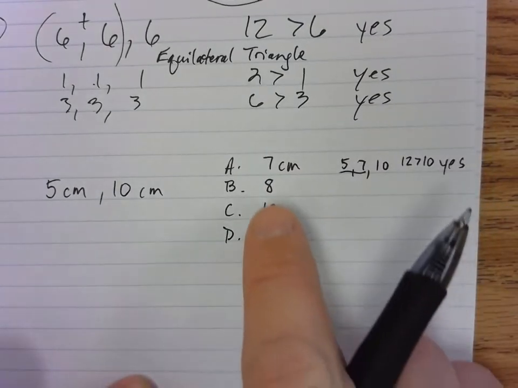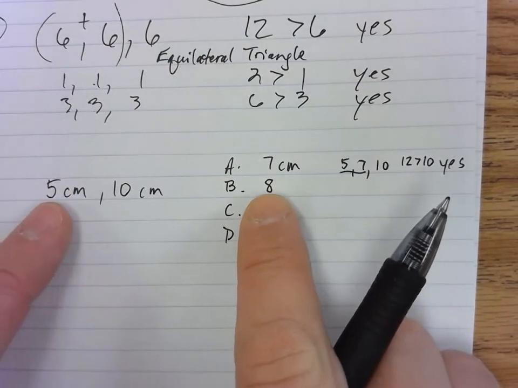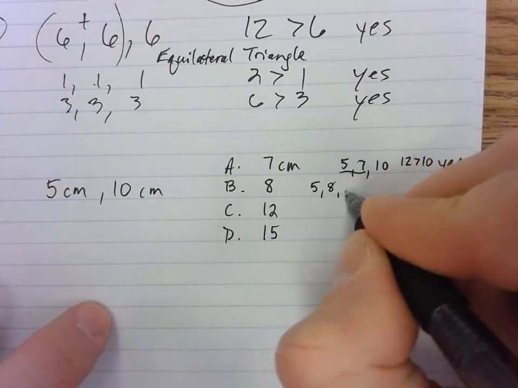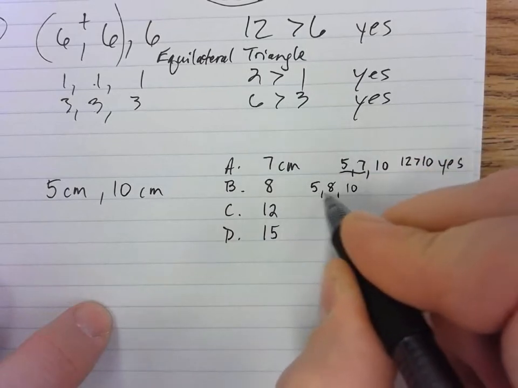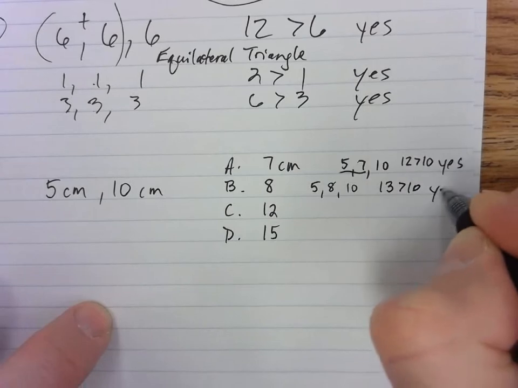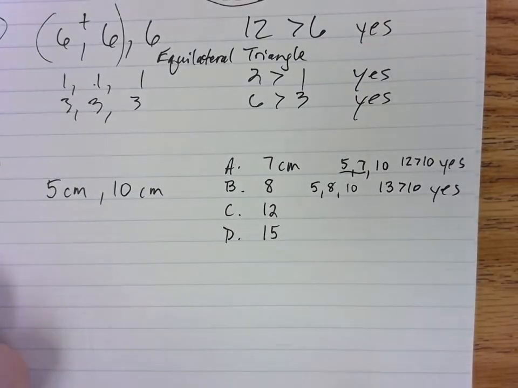All right, now we've got 8. My two smaller sides are going to be 5 and 8. 5, 8, and 10. How much is 5 plus 8? That's 13. Is 13 greater than 10? Yep. So that one's going to make a triangle.